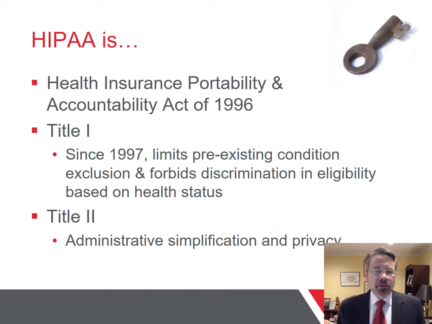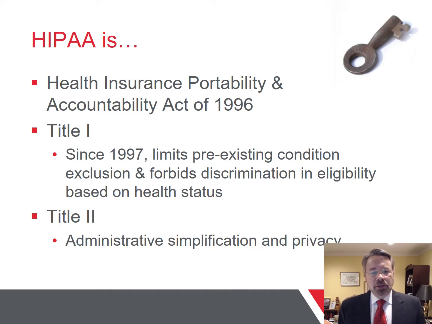The act actually had two parts to it, and it was enacted under President Bush the first way back in 1997. The goal of that was to do a number of things that everyone probably would agree with. That would include prohibiting health insurers from discriminating against people with pre-existing conditions or other health factors.